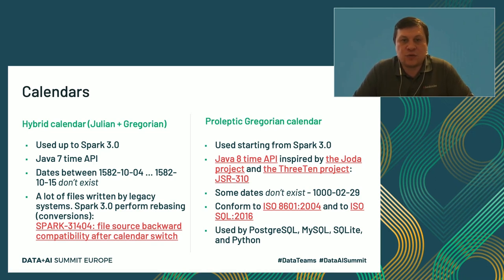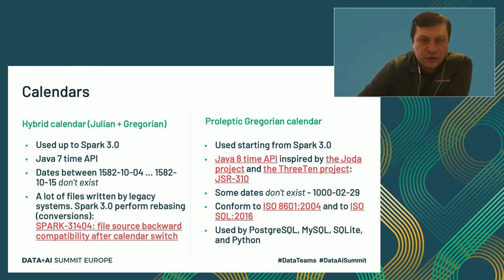Let's compare these two calendar systems, the hybrid calendar and the proleptic Gregorian one. Up to Spark 3.0, all internal functions and components were based on the hybrid calendar. Starting from version 3, everything was rewritten, and now all internal functions use the proleptic Gregorian calendar. To achieve this, Spark switched to the Java 8 time API, which follows JSR 310, the ThreeTen project, and the Joda project.